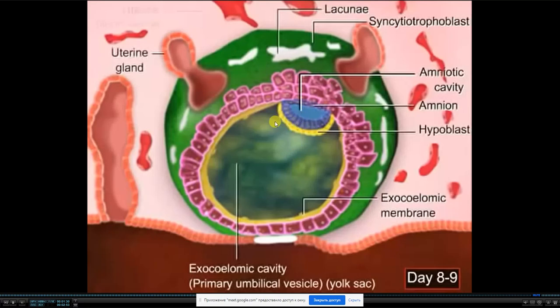Furthermore, we can see that we have two cavities. Please remember these two cavities: the amniotic cavity and the yolk sac. And between them we have this bilaminar disc, which is composed of epiblast and hypoblast. I hope you remember. This membrane made up of two cell layers is present here, between, once again, the amniotic cavity and the yolk sac, and it will remain for a long time later.